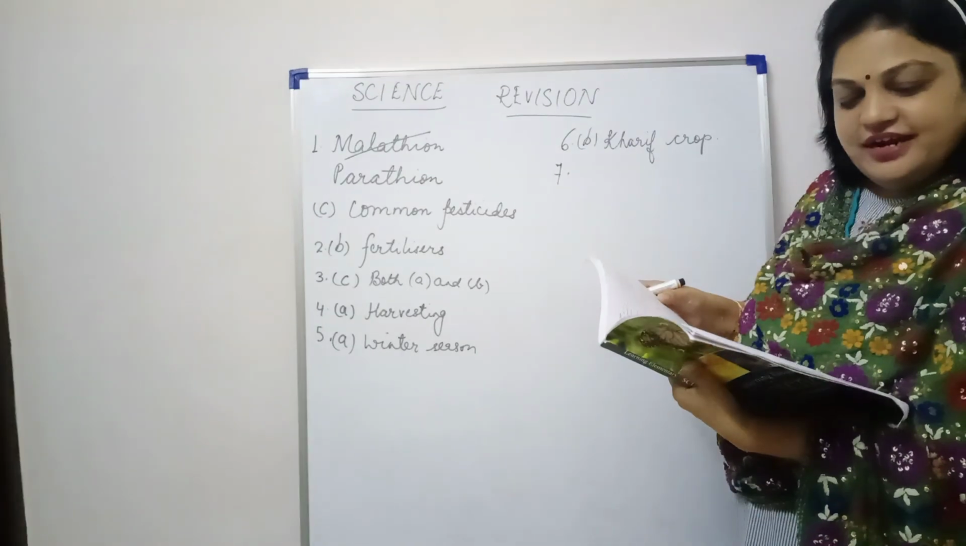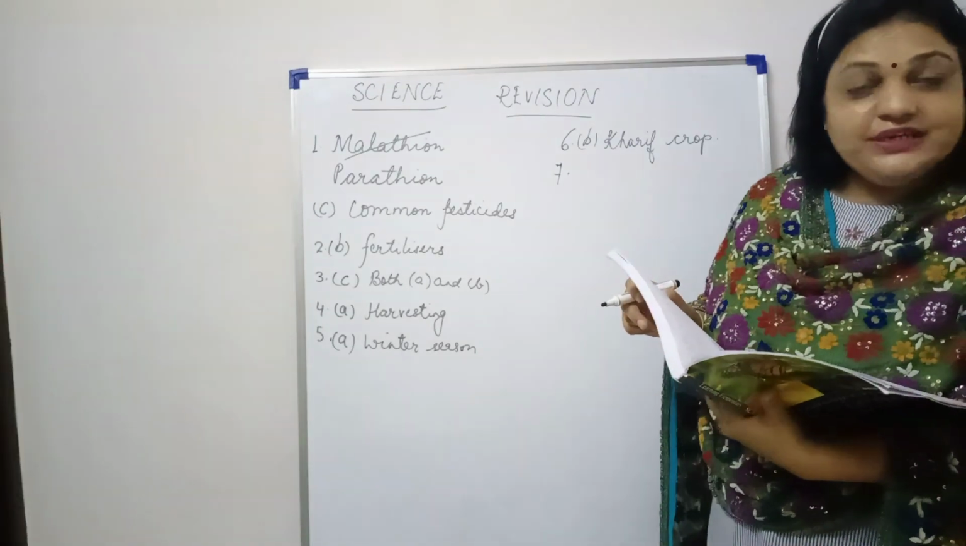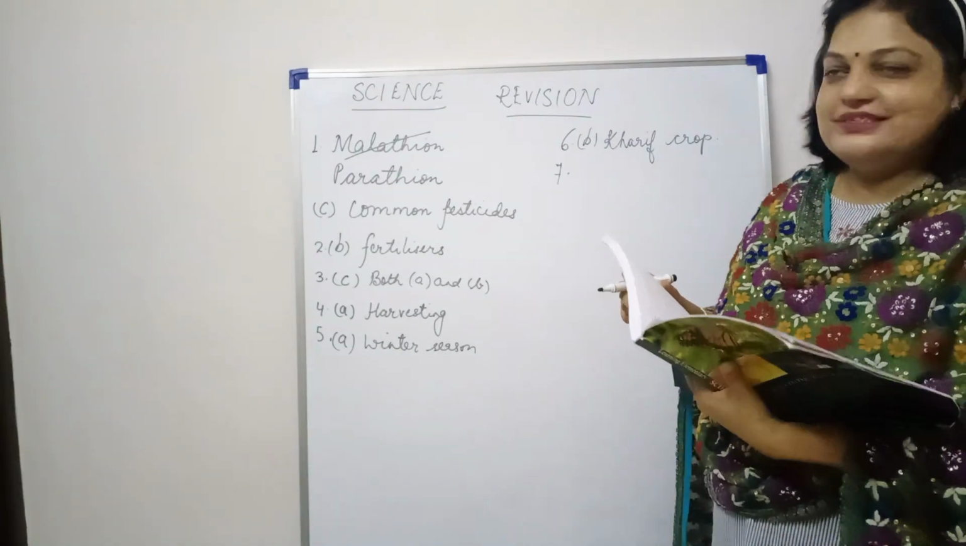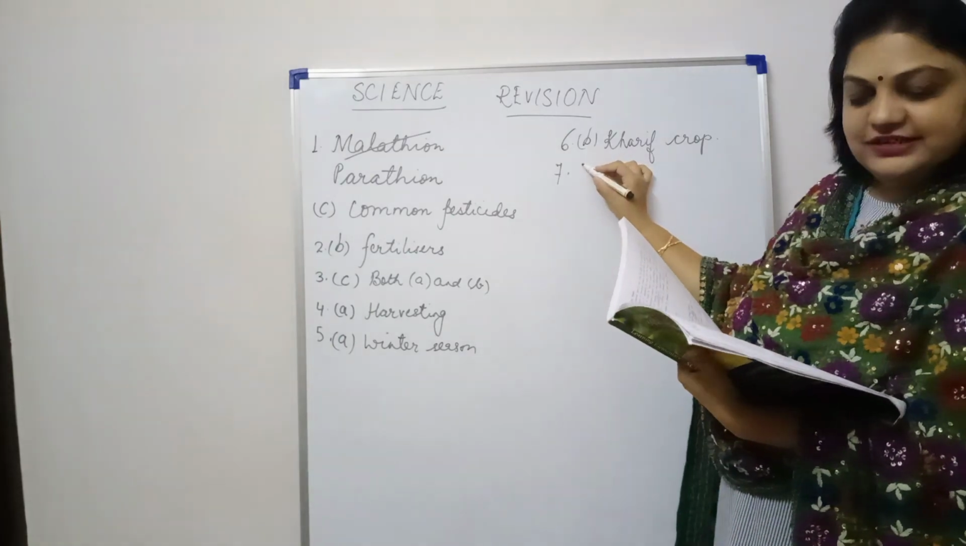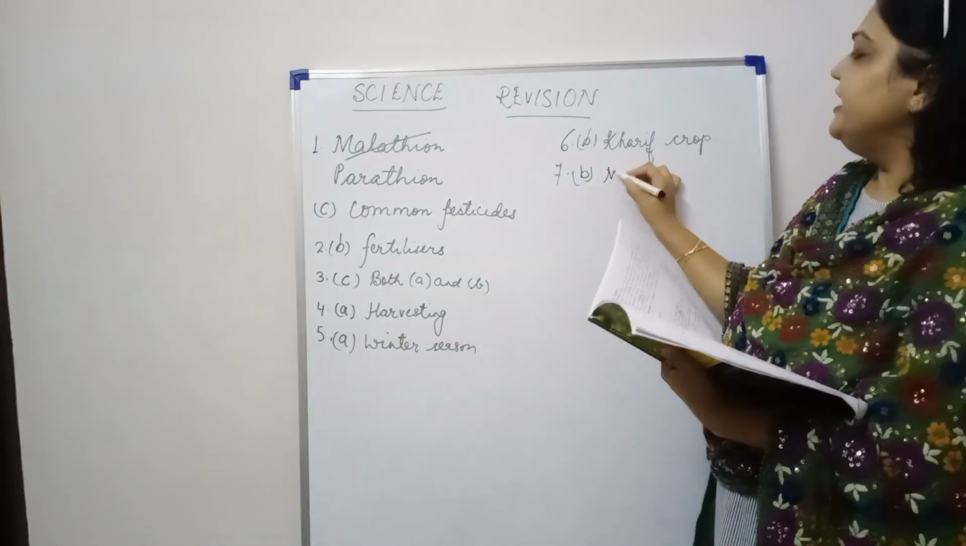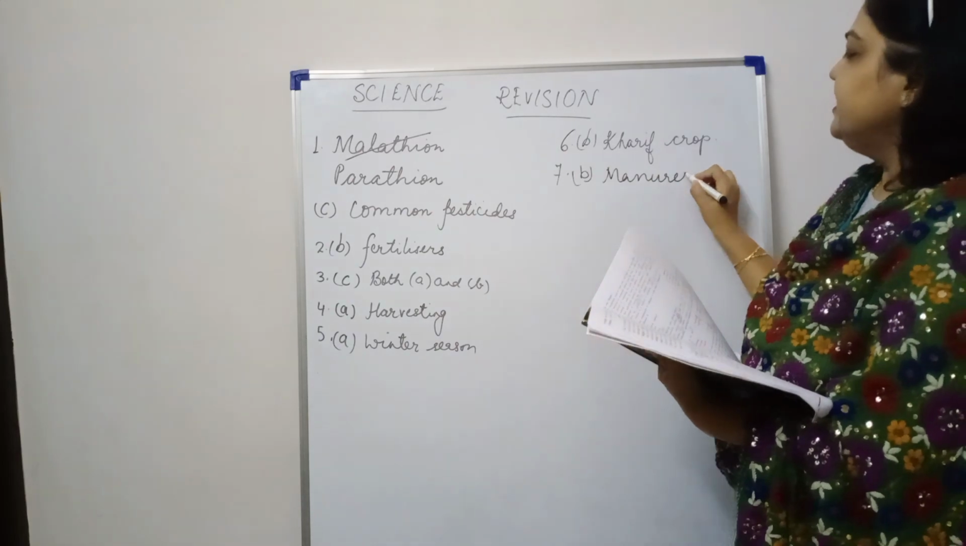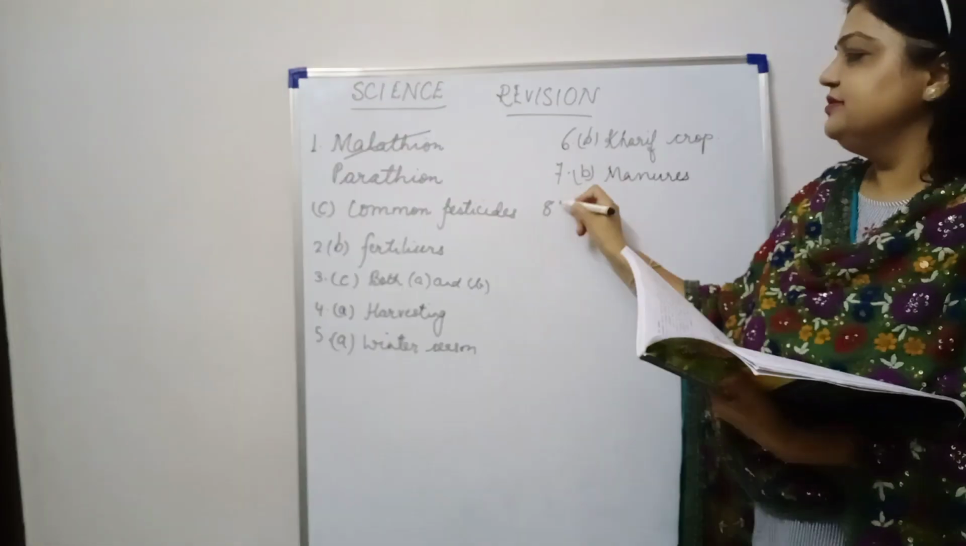Okay. Now question number 7. Organic nutrients are called. Organic nutrients. I hope all of you remember. I discussed this with you. They are called manures. So correct answer is B, manures.